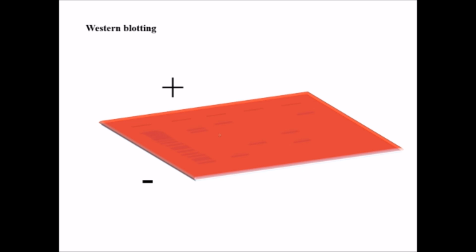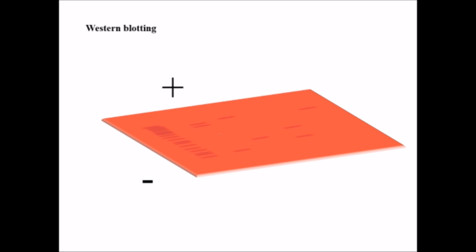After that, we will remove the nitrocellulose membrane, and we will have something like this. Suppose this is the desired protein, or the band of the protein. The next step is how to know whether this is really the desired band of the protein or not. Then we will apply the probing, or the probe, to identify the particular band which we need.